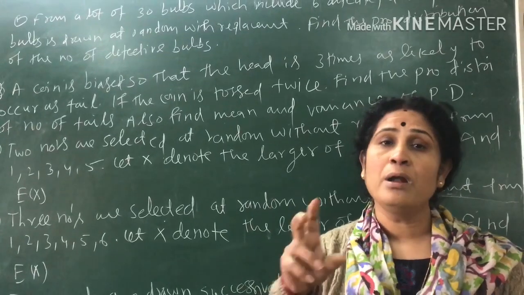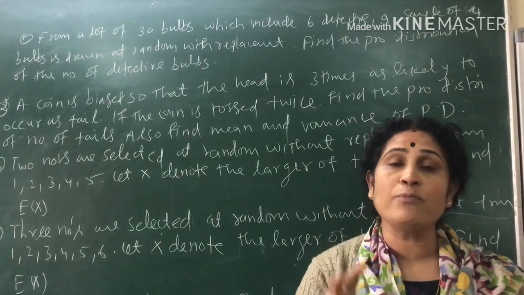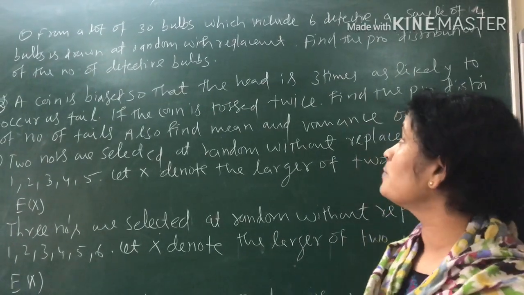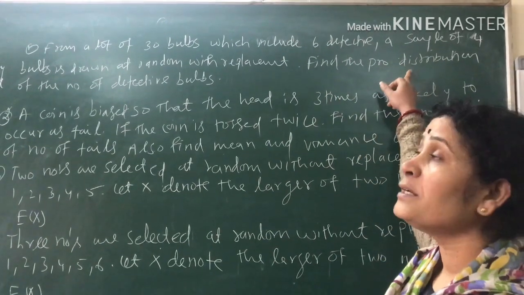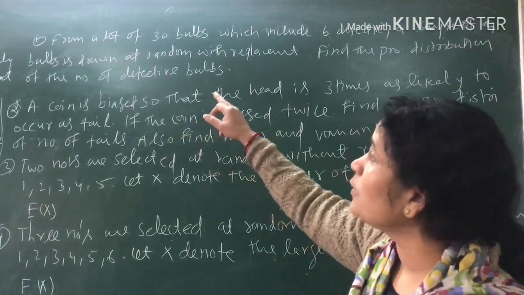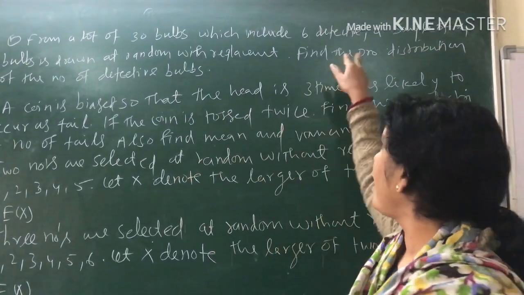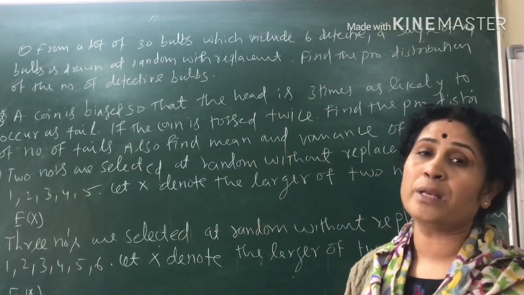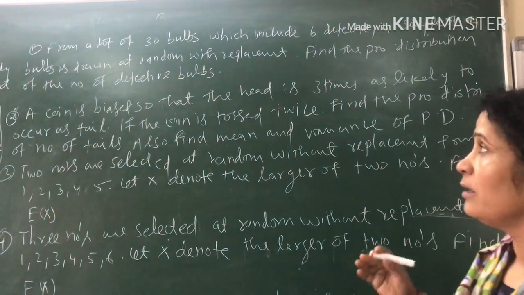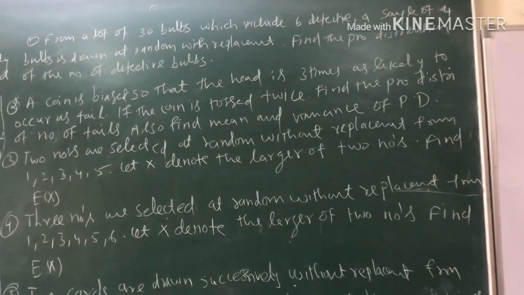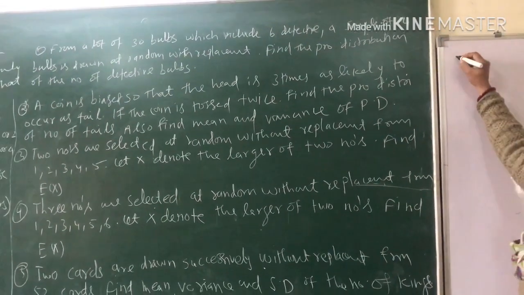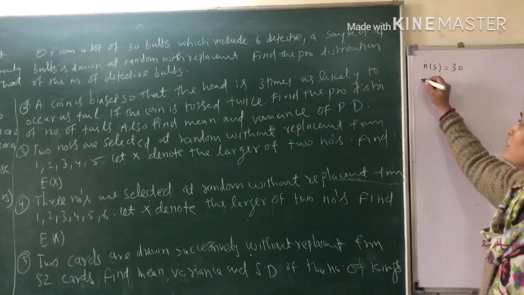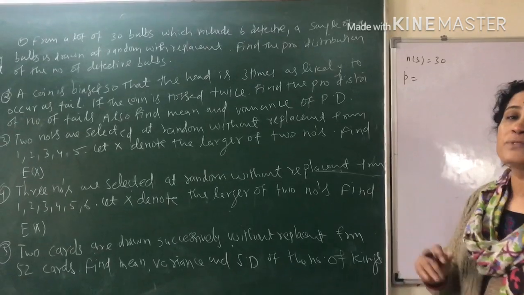It means at each draw, the number of bulbs is 30 only; it remains 30. That is called with replacement. Now find the probability distribution of the number of defective bulbs. Now our probability distribution is of the number of defective bulbs, with replacement. Now let me go through this question, how to find the probability distribution. Now see, the total number of bulbs we have is 30. Defective, I am taking P as the probability of success.